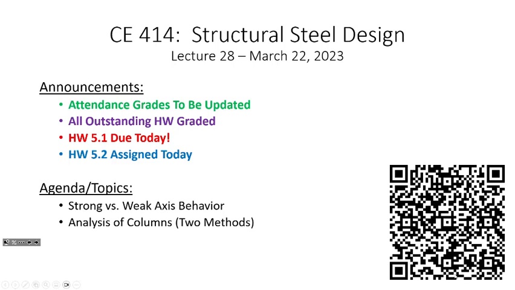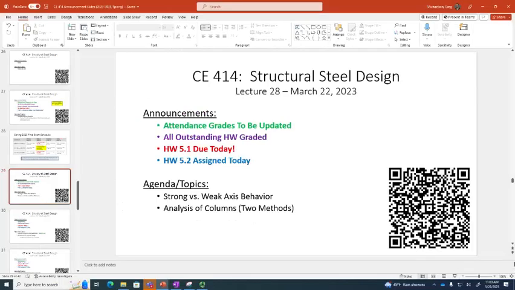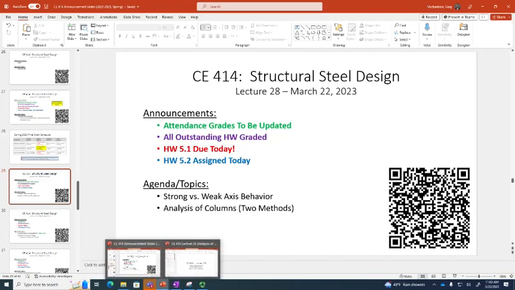And then homework 5.2 is assigned today. This is going to be the first sort of real assignment related to columns. The reason for 5.1 is, as you saw, the equations are a little unique, and I want that part to be comfortable. I don't want the use of those equations or the manipulation of those equations to be complicated. So with that, let's go ahead and get into actual column analysis.